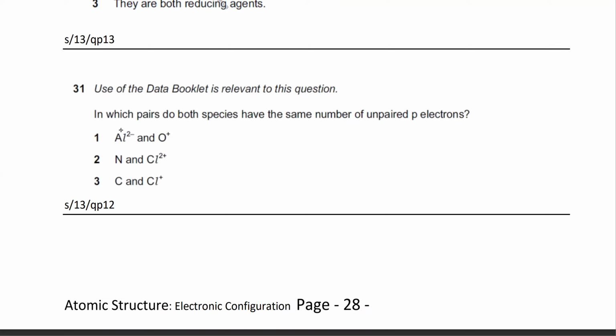So aluminium is group 3. So it should be S2P1, but it's 2 minus. 2 minus means it should be P1, but now it's going to be P3.